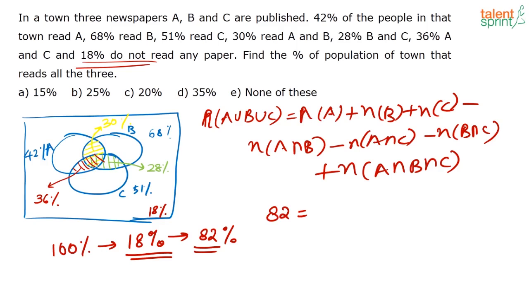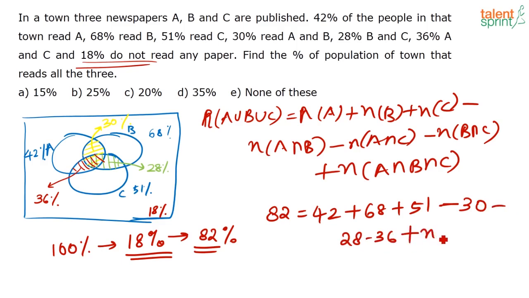This circle, that is 42. N of B is 68. N of C is 51, minus N of A intersection B, that is this one, which is 30, minus 28, minus 36, plus N of A intersection B intersection C. From this you can directly find the value of N of A intersection B intersection C, which is equal to 15%.